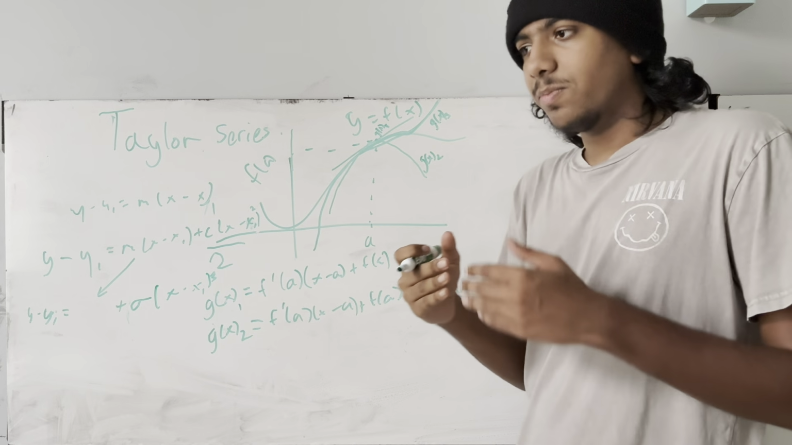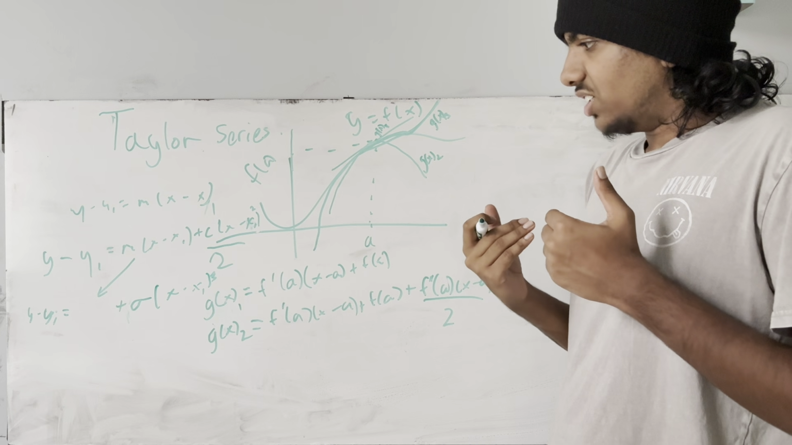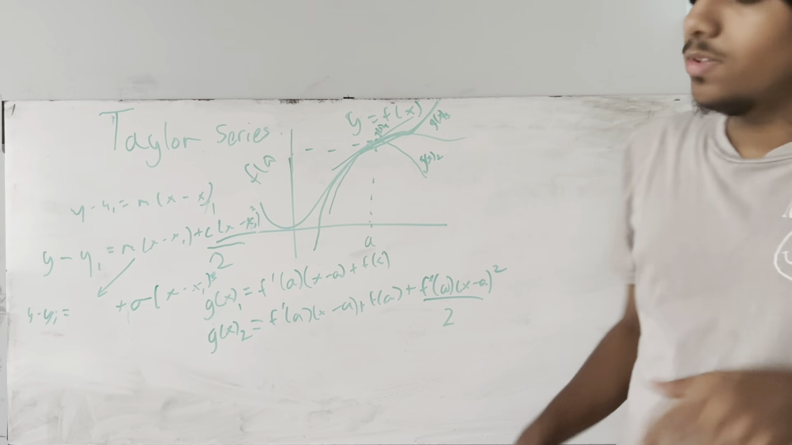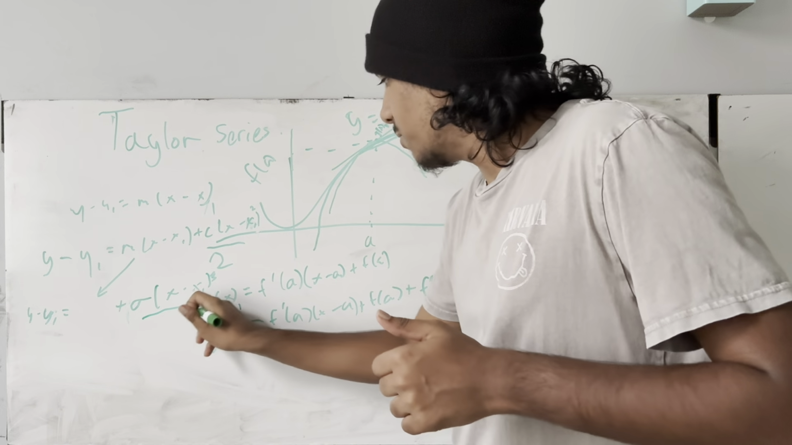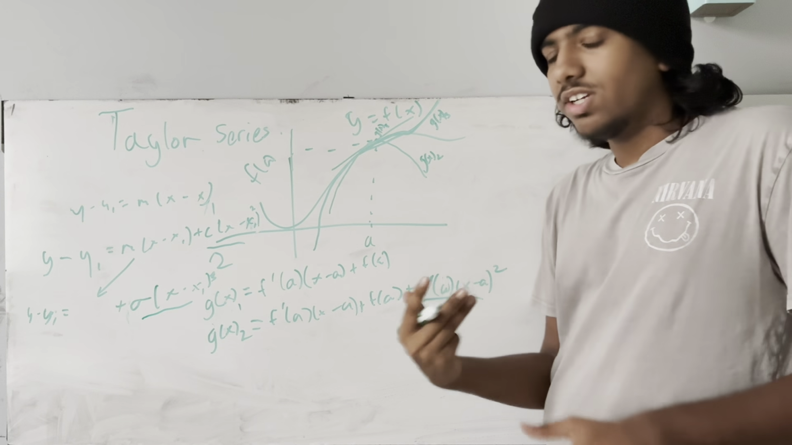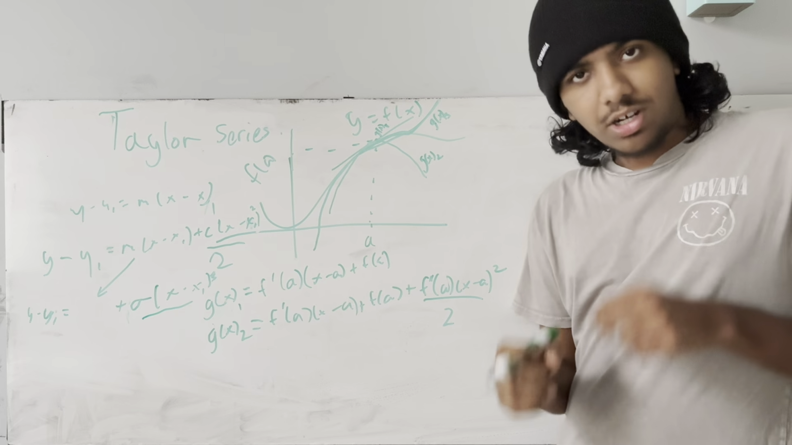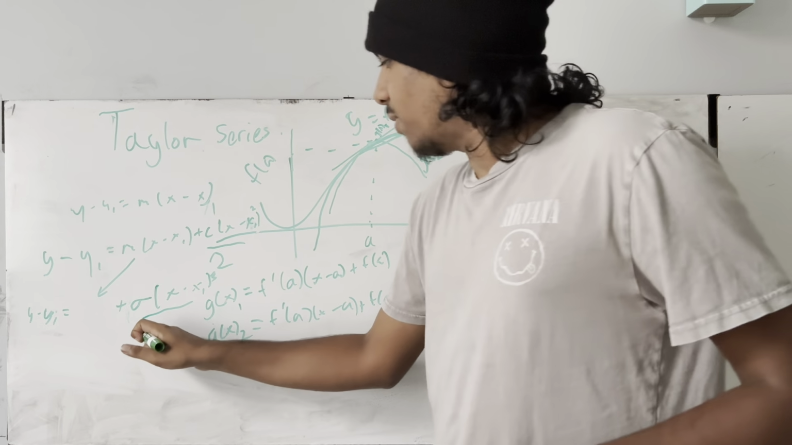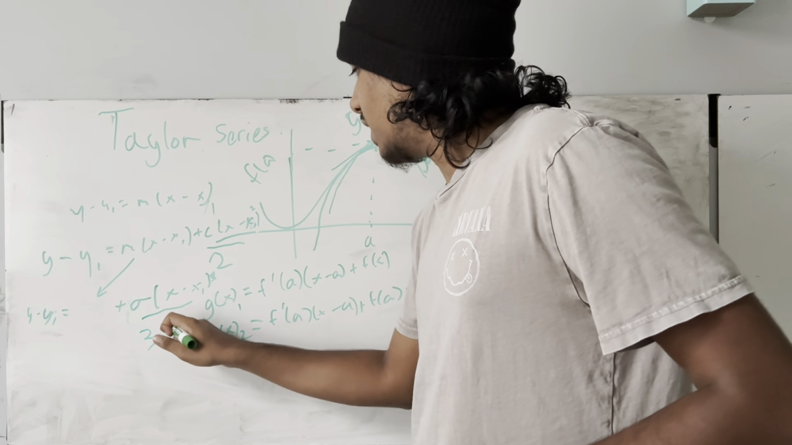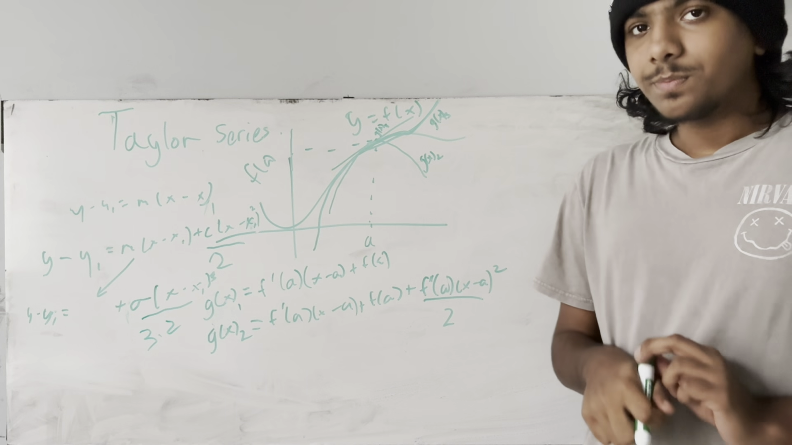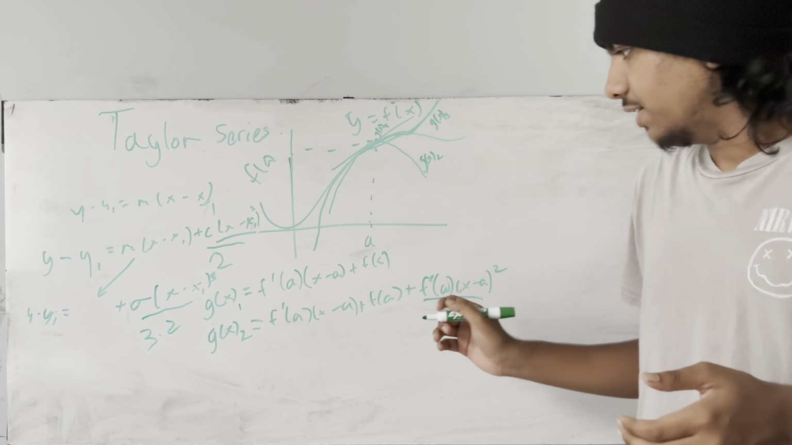because this is the cube term. This is the cubic term, right? But this time we want to make sure that we differentiate it 3 times. We don't have any weird constants coming in our way. So we got to divide by 3 times 2. You're probably seeing a pattern there.